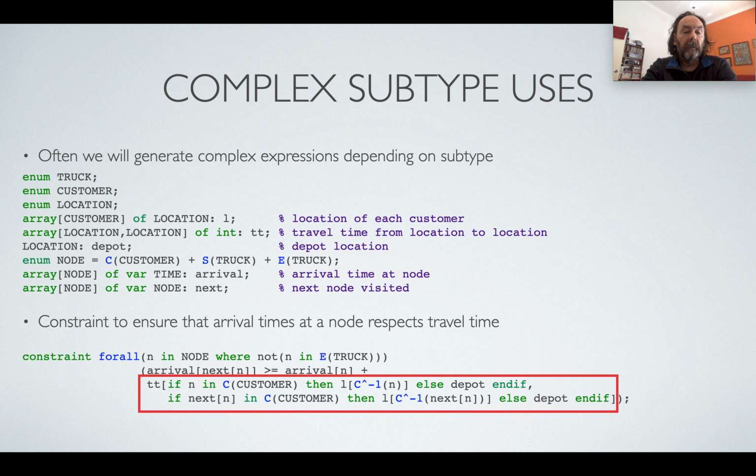To look up a travel time, we have to say, well, if the node is a customer node, then we look up the location of that customer. So c to the -1 returns the customer, and then L of that is the location of that customer. Otherwise, it's a start node or an end node, and then we just know it's the depot that is the location we're representing. And similarly for next of n, it's either a customer, we look up its location, otherwise we use the depot. And so this is the travel time expression, which works out the travel time between node n and node next of n.